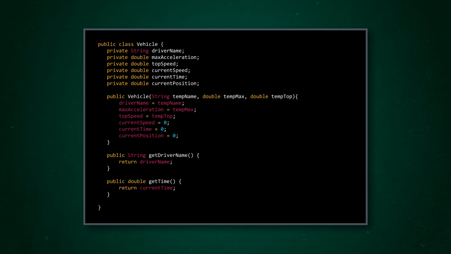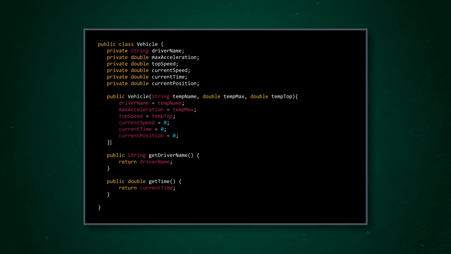Even though our class has 5 instance variables, we only need 3 input parameters in our constructor method: the driver name, the max acceleration, and the top speed. That's because whenever we start a new race, the current time and current speed of the car will be 0, so we can save ourselves time and effort by not typing in those values for every new object.